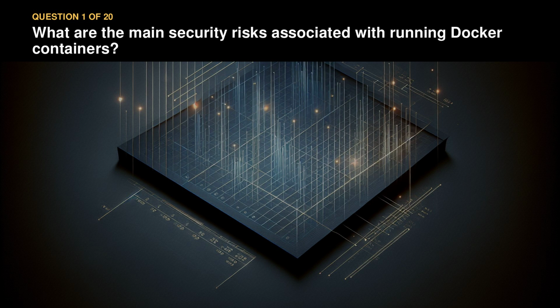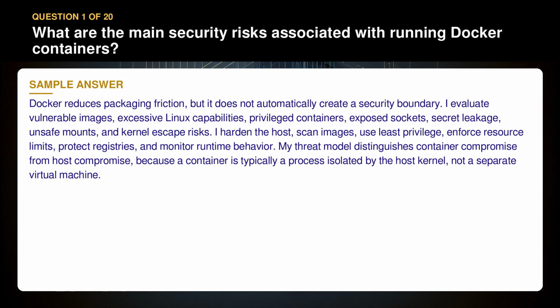Question 1. What are the main security risks associated with running Docker containers? Docker reduces packaging friction, but it does not automatically create a security boundary. I evaluate vulnerable images, excessive Linux capabilities, privileged containers, exposed sockets, secret leakage, unsafe mounts, and kernel escape risks. I harden the host, scan images, use least privilege, enforce resource limits, protect registries, and monitor runtime behavior.